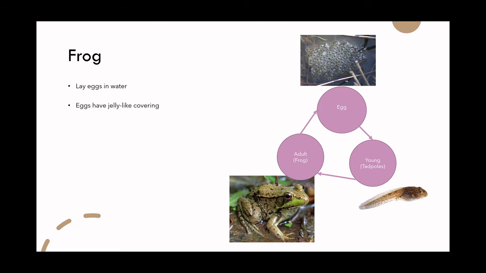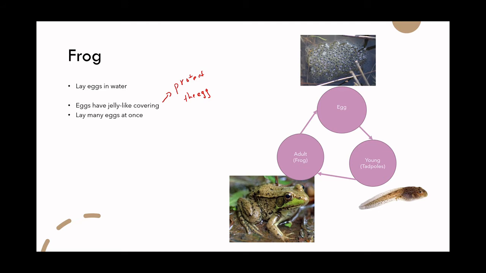As I was telling you, when frogs lay eggs, the eggs have this jelly-like covering. This jelly-like covering serves to protect the egg from its predators, meaning other living things that want to feed on them. It also protects it from damage or injury. And when frogs lay eggs, they lay many eggs at once.